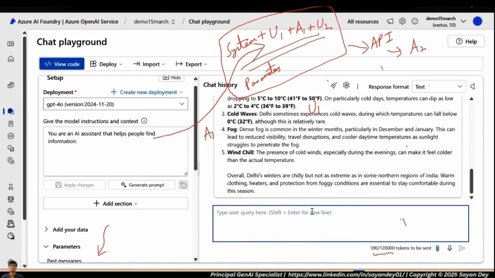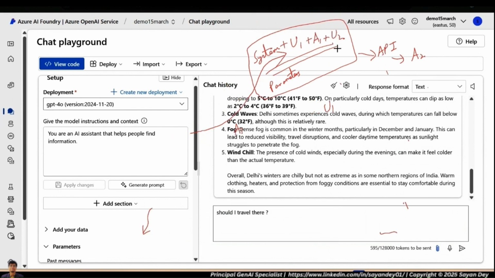And now I can ask a follow-up question. Should I travel there? I'm just generally asking you, okay? And now what has happened? What is the history now? So U2 plus A2, assistant gave a response. And now I'm asking this, this is U3, the third user input. And based on that, the model will generate assistant response 3. So you get the idea how in a sequential chain we are doing it, right?